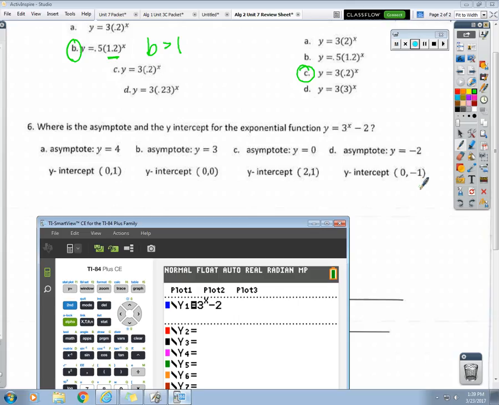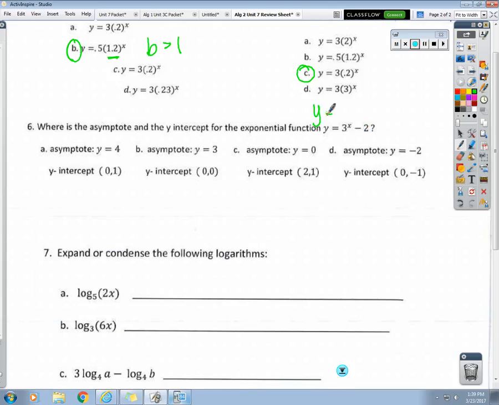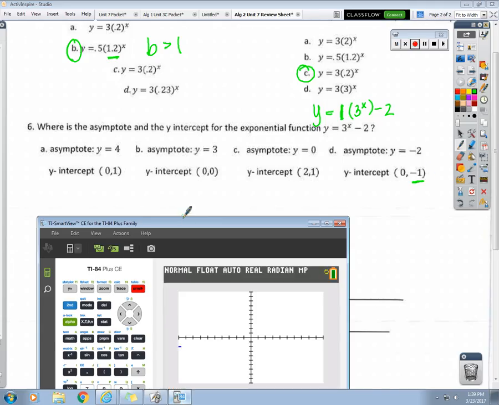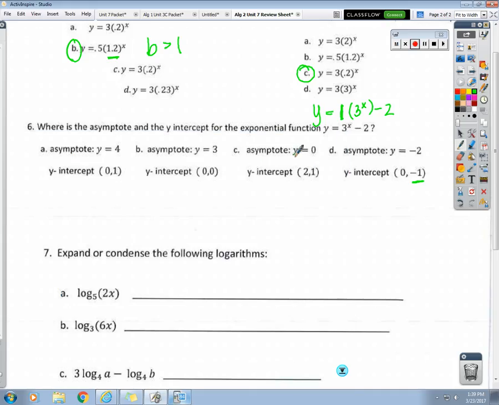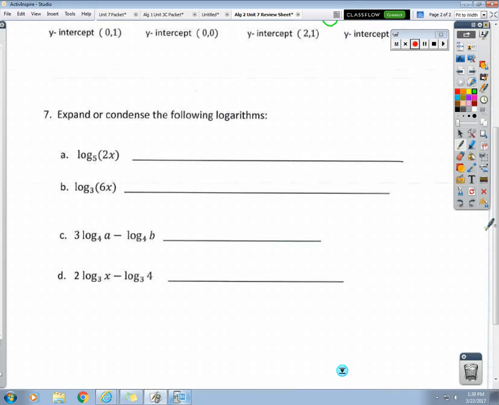It starts at 1, but if everything shifts down 2 units, wouldn't that put it at negative 1? Because think about it, this equation is y equals 1 times 3 to the x minus 2. So it starts at 1, but then when you move it down 2 units, it ends up at negative 1. And then you can see that on the graph. The asymptote's at negative 2, and the y-intercept's at negative 1. Okay? So D.